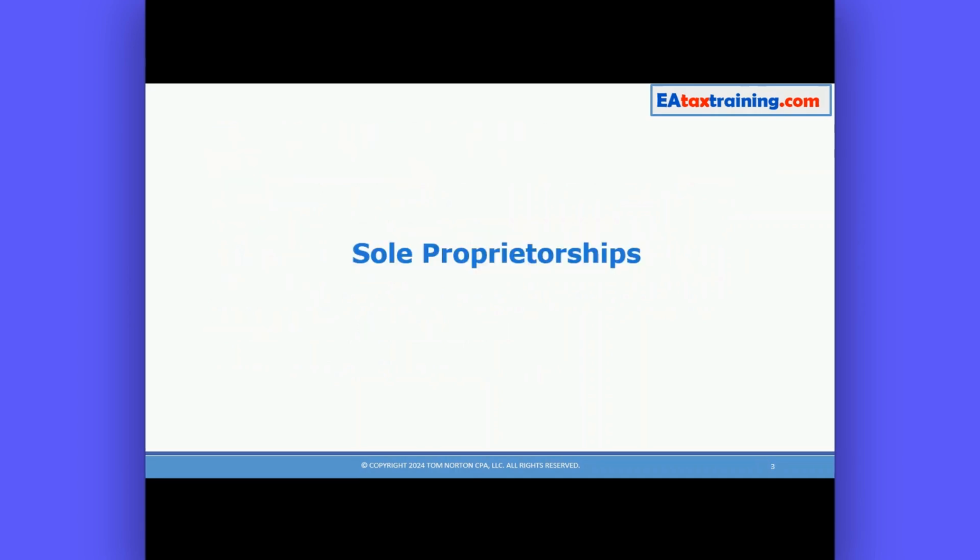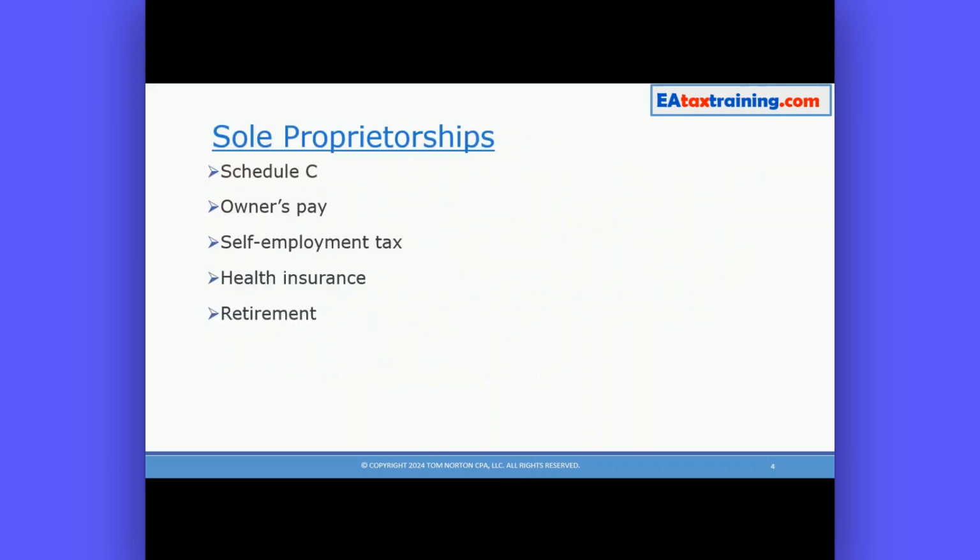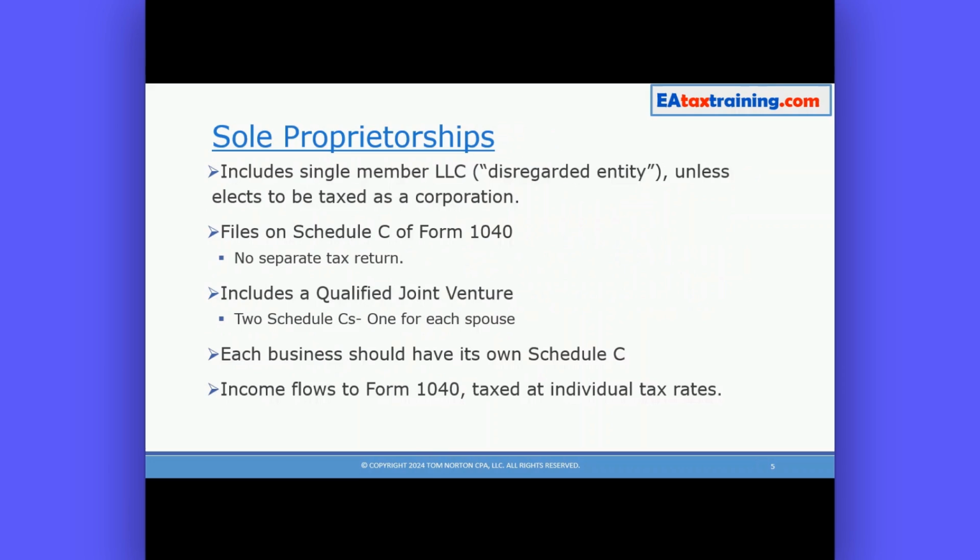covers partnerships. Starting with sole proprietorships, what we will look at specifically is we will have a look at Schedule C. Then we will talk about owner's pay. How does a sole proprietor pay themselves? Then we'll look at the self-employment tax, health insurance for sole proprietors, and retirement for sole proprietors.